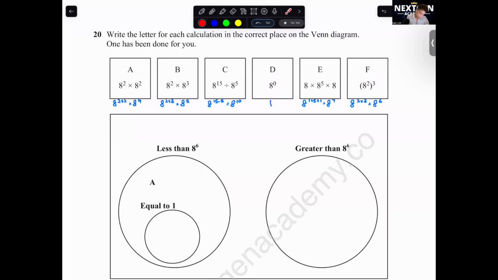So here, the first thing, inside here, is called a subset. That means what is equal to 1 and also less than 8 to the power 6. There's one answer here, which is 8 to the power 0. So this 8 to the power 0, D, will be inside here. The next one, less than 8 to the power 6, we have A and B, these two over here. So we put B here. Then the other two, greater than 8 to the power of 6, which are 8 power 10 and 8 power 7, C and E. There's one more, 8 to the power of 6. Where do we put this? It doesn't belong here, here, or here. You put it outside. So F will be here, the one that's forever alone.